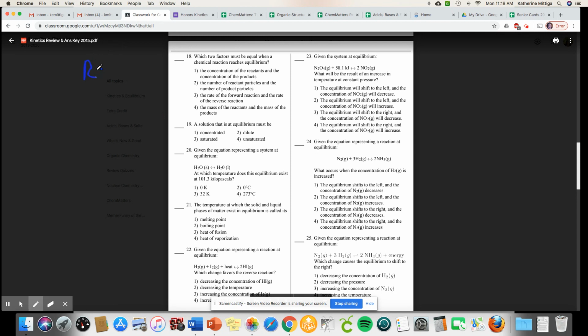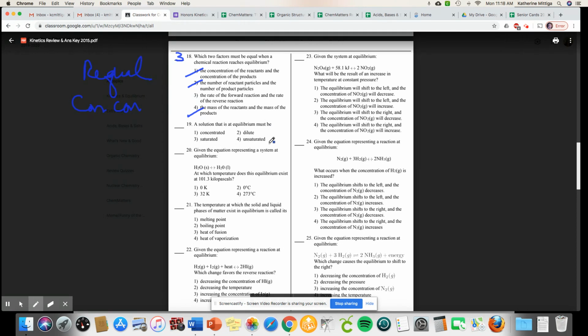So our code is re-equal, which means rates, and con, which means concentrations are constant. Concentration of reactants and the concentration of products are equal. Con, not equal. Number of reactant particles are not equal. Rate of the forward and rate of the reverse, that's our answer. Re-equal, rates are equal.